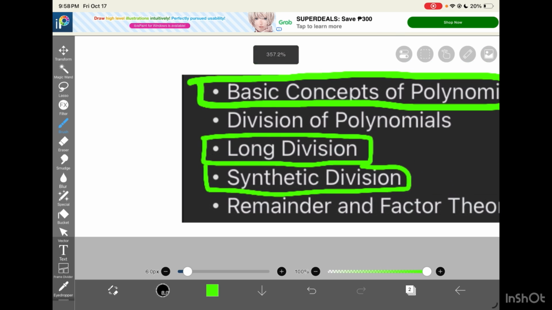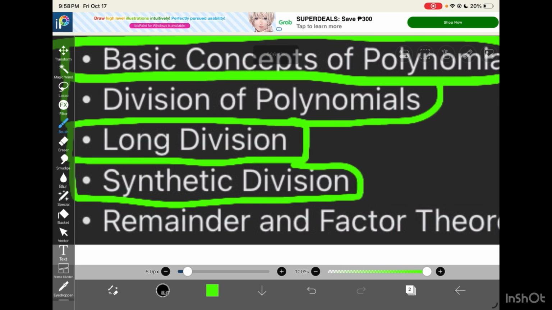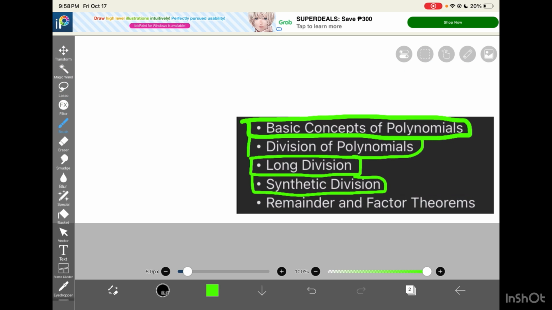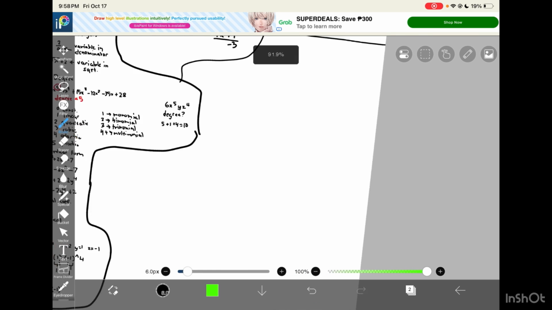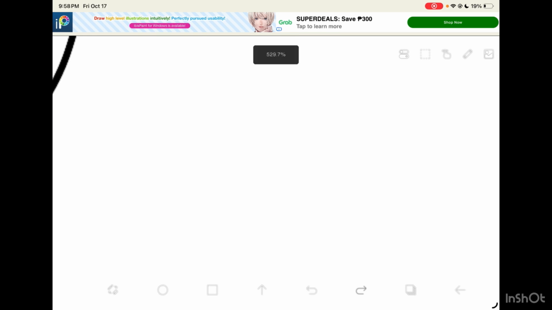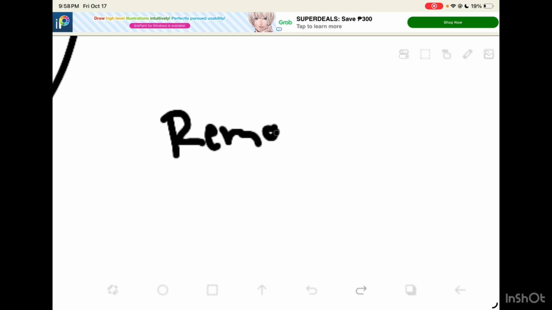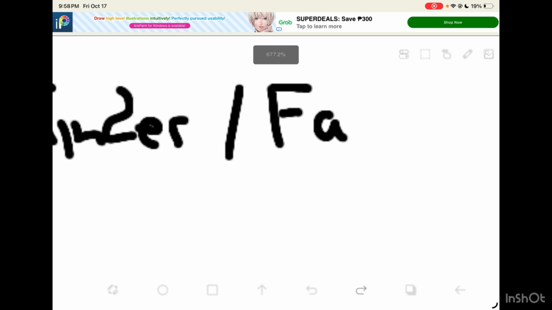Lastly, but not the least, remainder and factor theorems. So remainder and factor theorems is an ultra shortcut that just gives you the remainder, and it verifies if the polynomial is a factor or there's a remainder of something when divided by the divisor. It sounds complex, but I'll just put it very simple. The process is both the same.